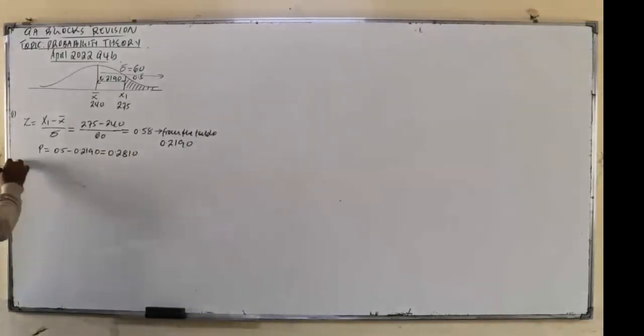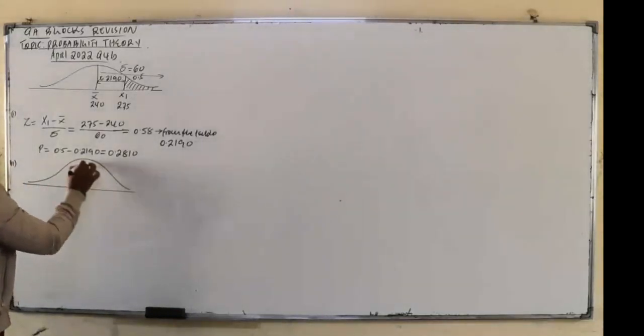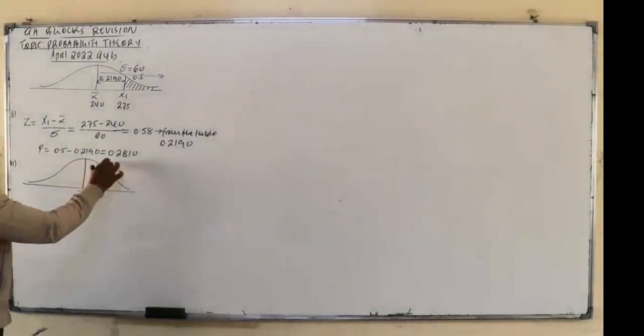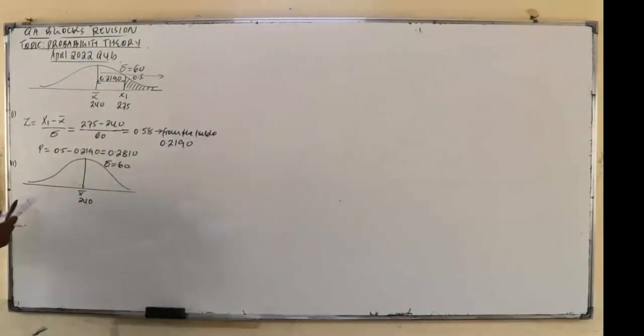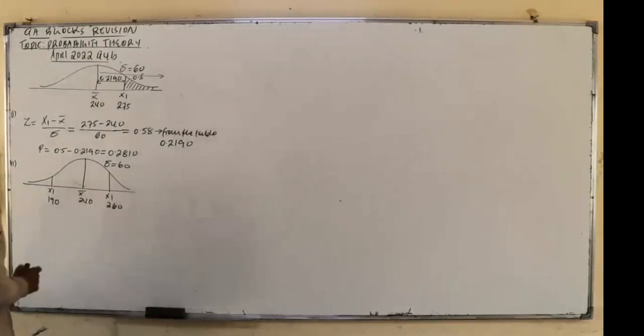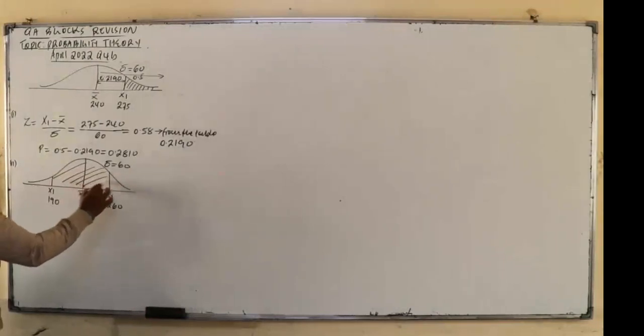Good. Number 2. So X bar is 240. Standard deviation we have is 60. Number 2 is the proportion of savings account whose balance lies between 190 and 260. So in this case, we want in between. So shade the required region or the region of interest.